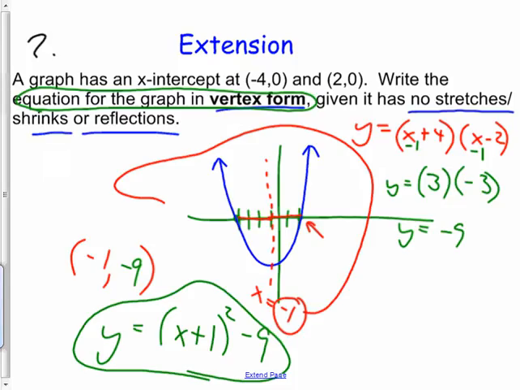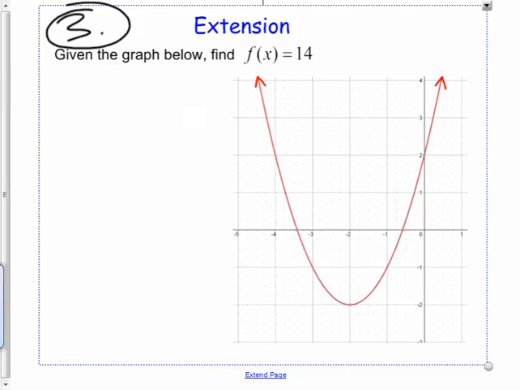All right, and the third one. Given the graph below, find f of x equals 14.